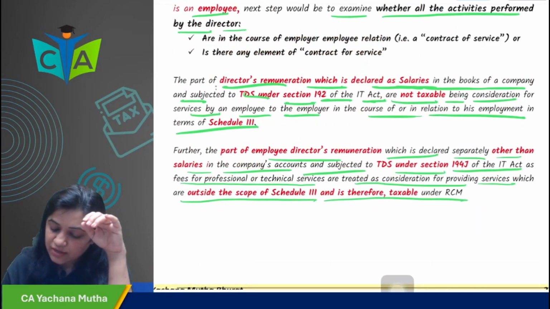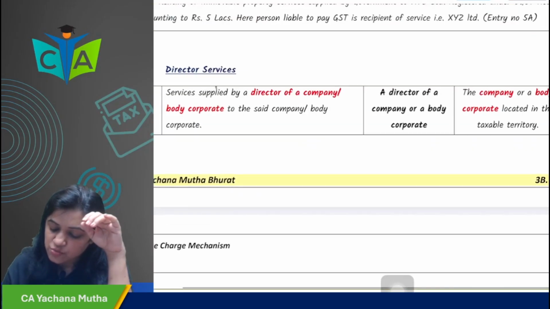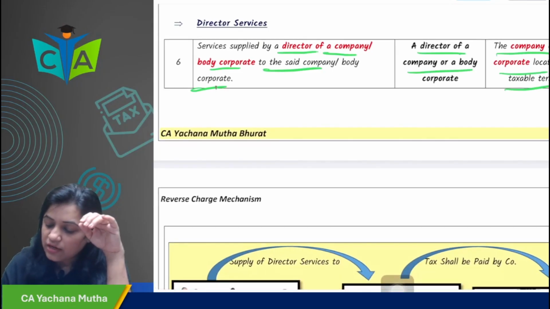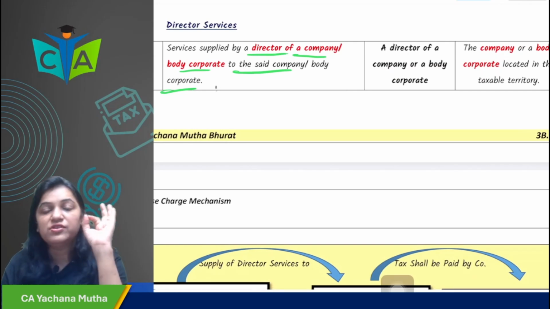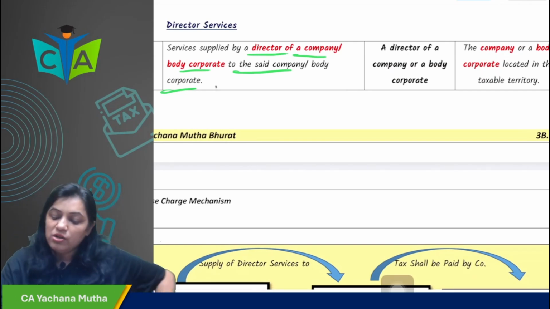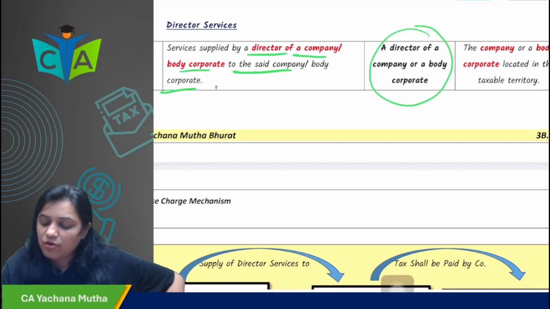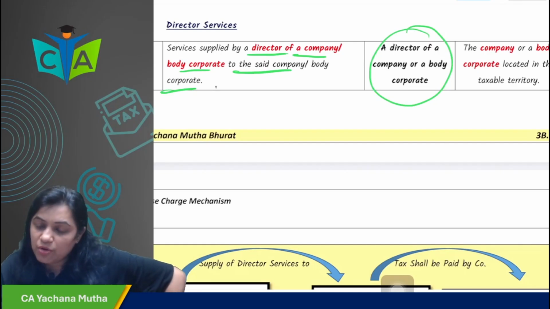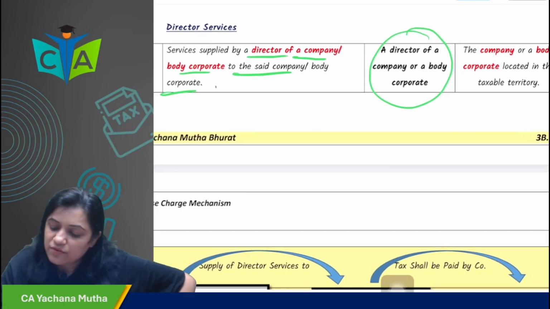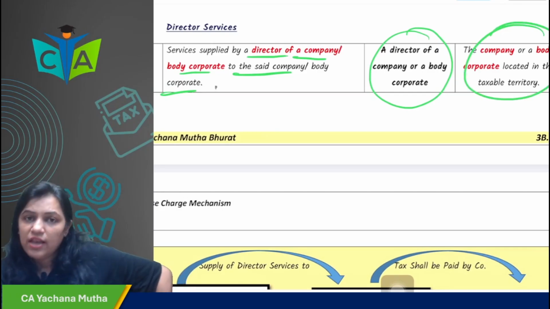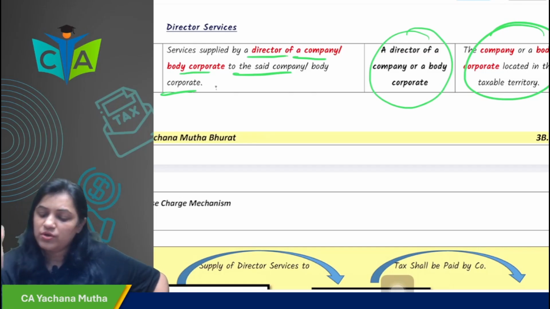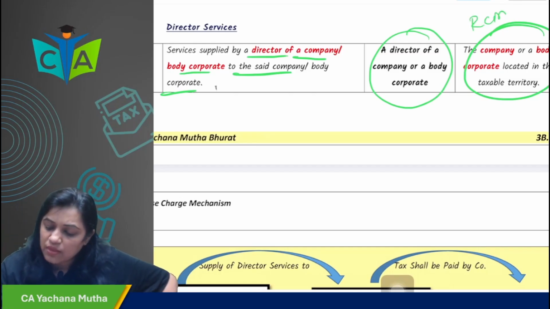So in case of director services, what happens? Director is giving service to the company or a body corporate. So who is the supplier of service? Director of a company or body corporate. To whom he is supplying the service? The company or the body corporate. So who is liable to pay tax in this case? The company or body corporate is required to pay tax under reverse charge in this case.